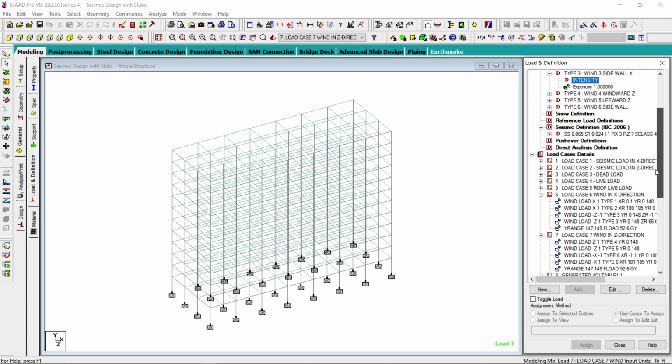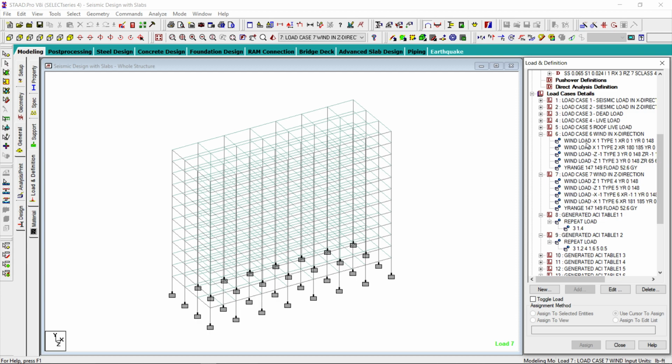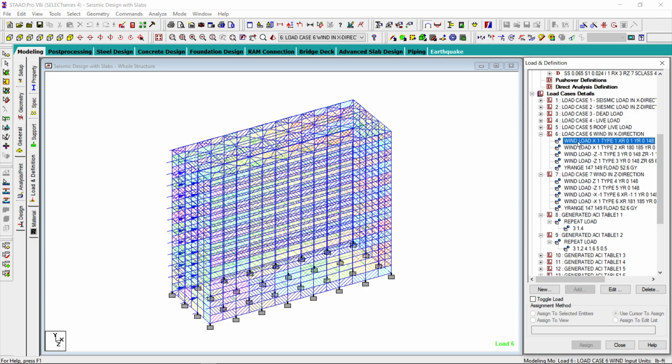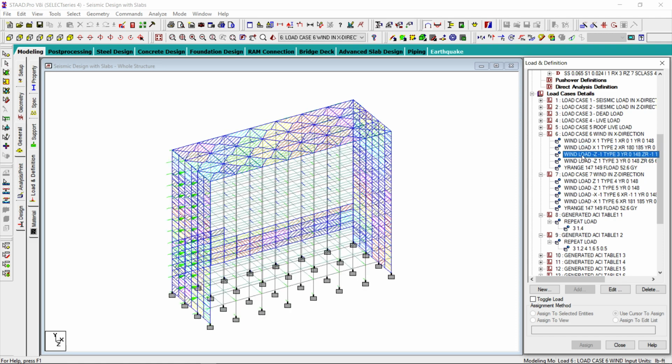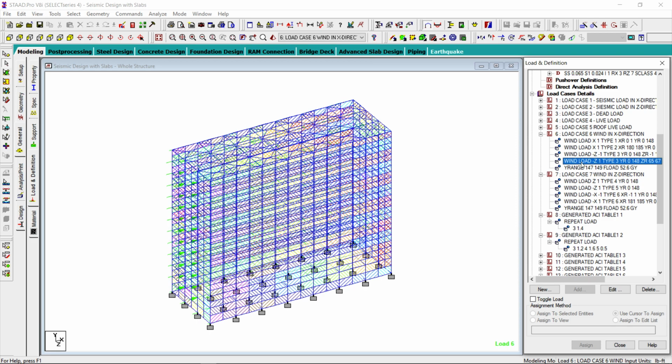Based on these generated loads, I defined the wind load. In case of X direction, it was my load case number 6. The wind load in X, the windward, other face, side wall, and for the roof as calculated. And I took the most conservative value and I applied the load over here.